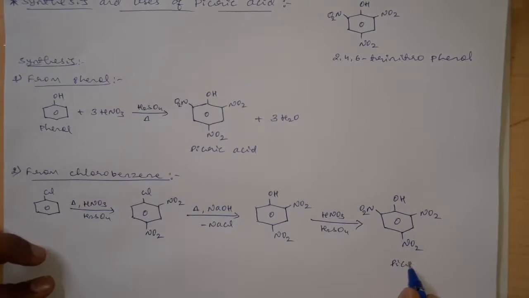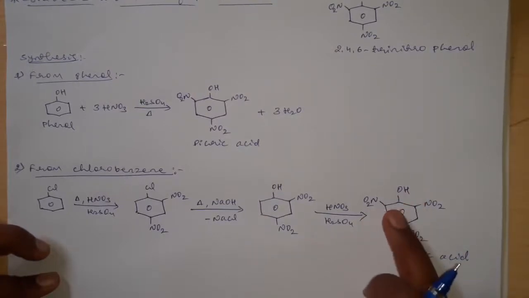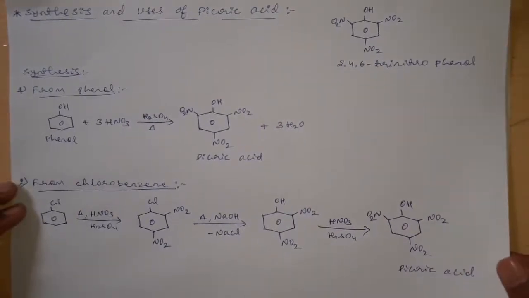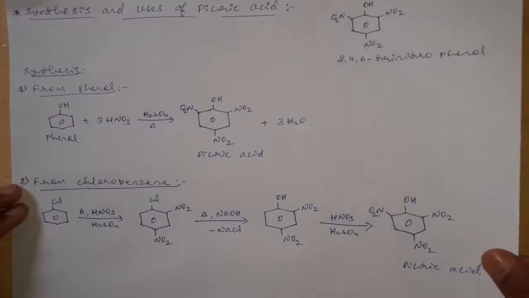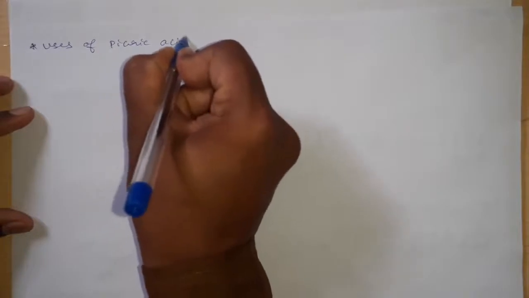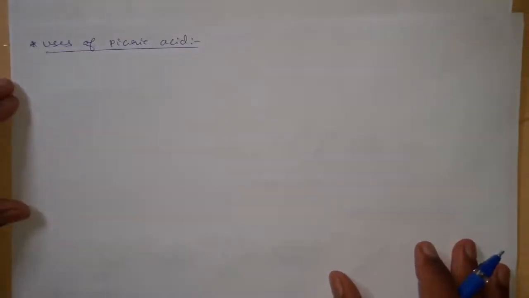Picric acid. Okay. Or we can write this as 2, 4, 6 trinitrophenol. Okay. Yes, this is all about the synthesis of picric acid. Now we have to discuss the uses of this picric acid. Uses of picric acid. Okay.